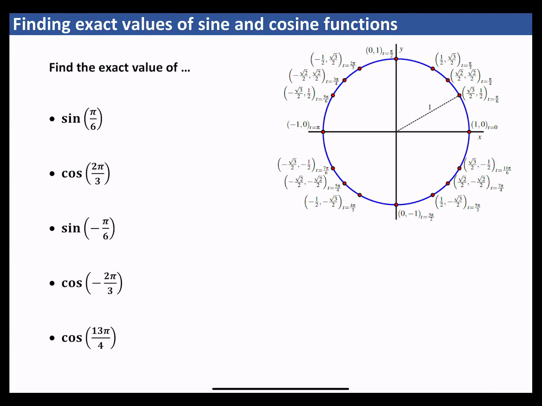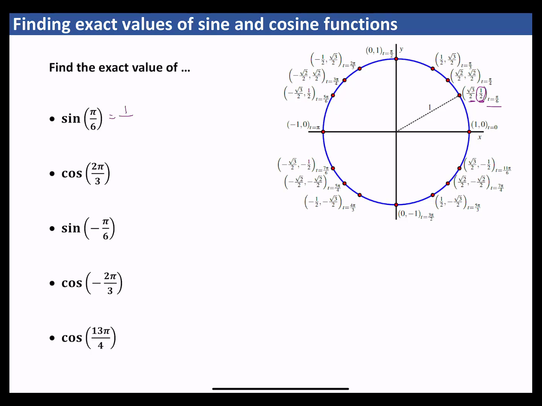The first thing we're asked to evaluate is the sine of pi over 6. We know pi over 6 is the input and represents an angle. We know that the sine value will be the y-coordinate at the angle pi over 6, which is 1/2. So the sine of pi over 6 equals 1/2.